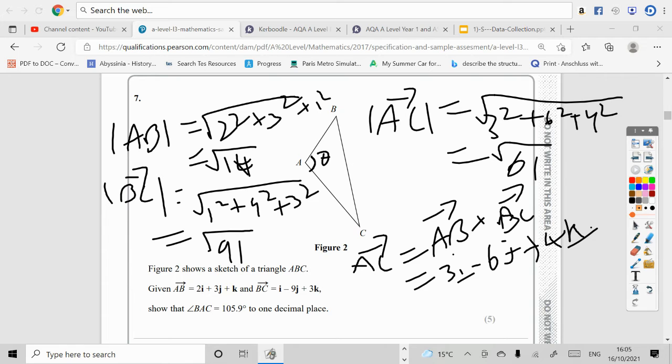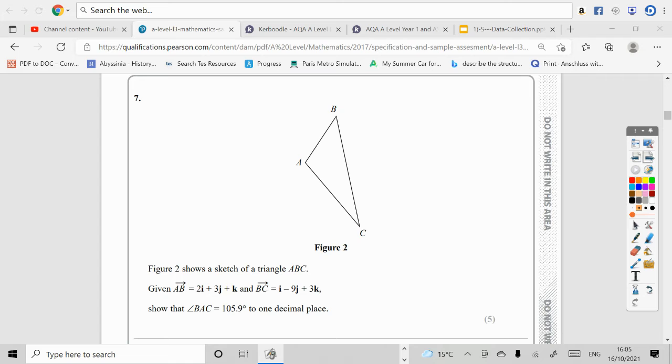Now I've got the lengths. If I move on to the next page, I'll write the lengths onto my little nice diagram. So we've got root 61, which was that length there. AB was root 14, and the other one was root 91. We need to find that angle there. We've got 3 sides and need to find an angle. Cosine rule, but it's pretty explicit. Find an angle, there is a particular rule.